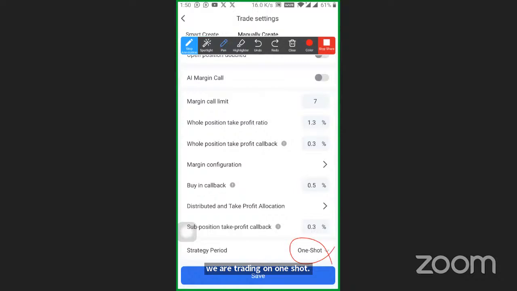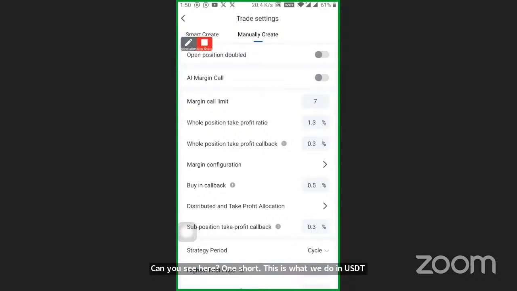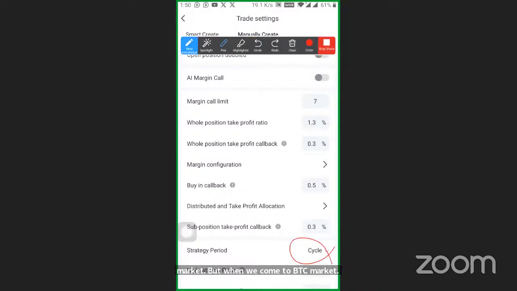This is what we do in the USDT market. But when we come to the BTC market, change it to cycle mode. You see here, this is changed to cycle. So don't trade on one shot. Only trade on one shot if you have a small capital. Say you are trading with $100 or $200, then you can make it one shot. But if you have good capital, then it is recommended you open on cycle mode.